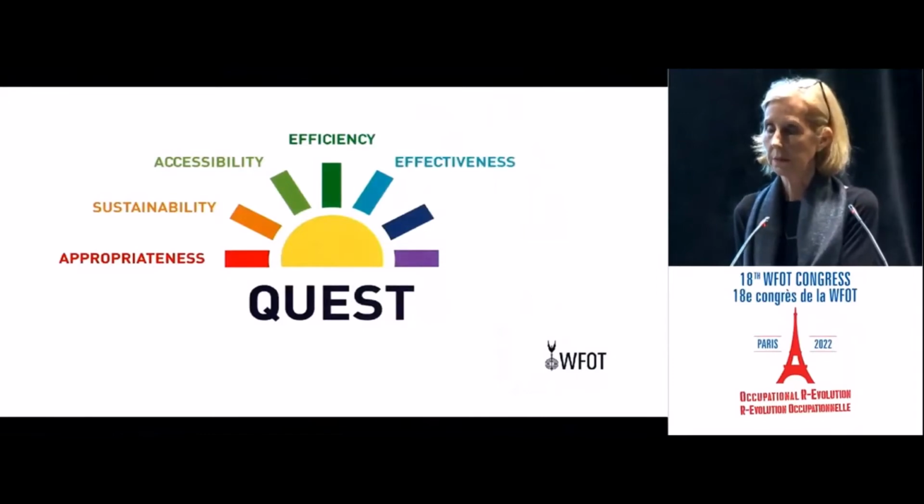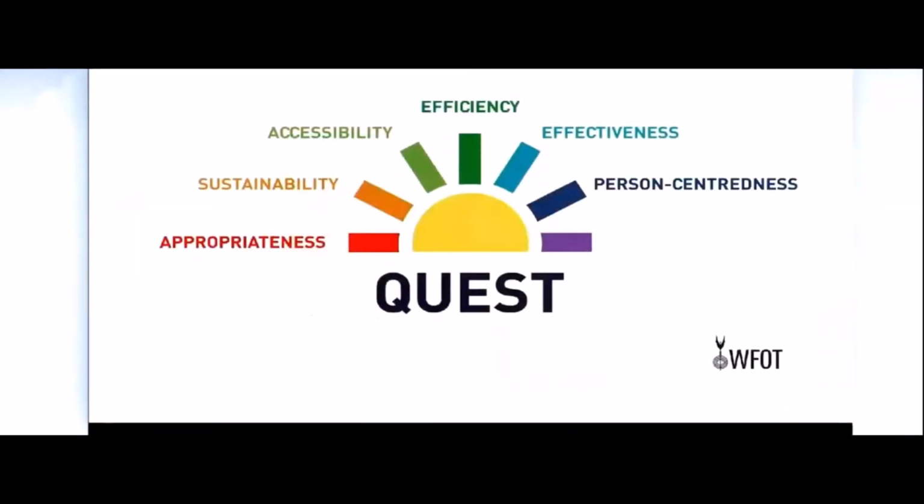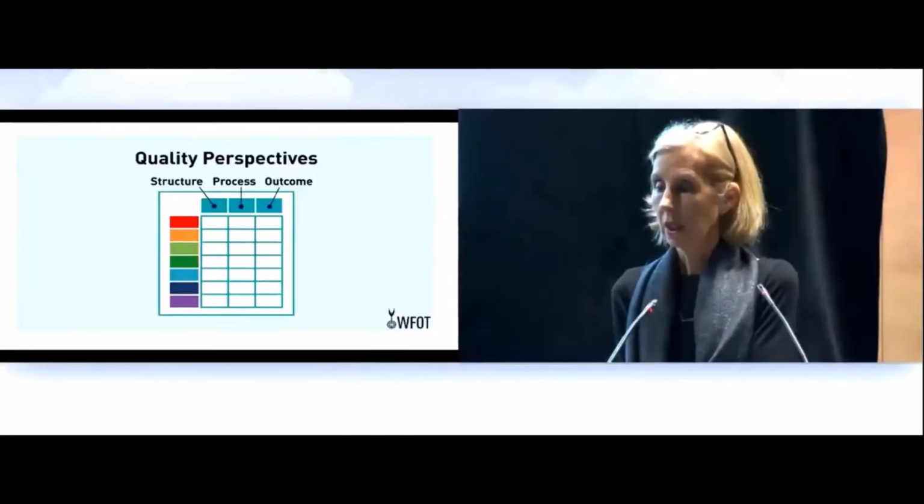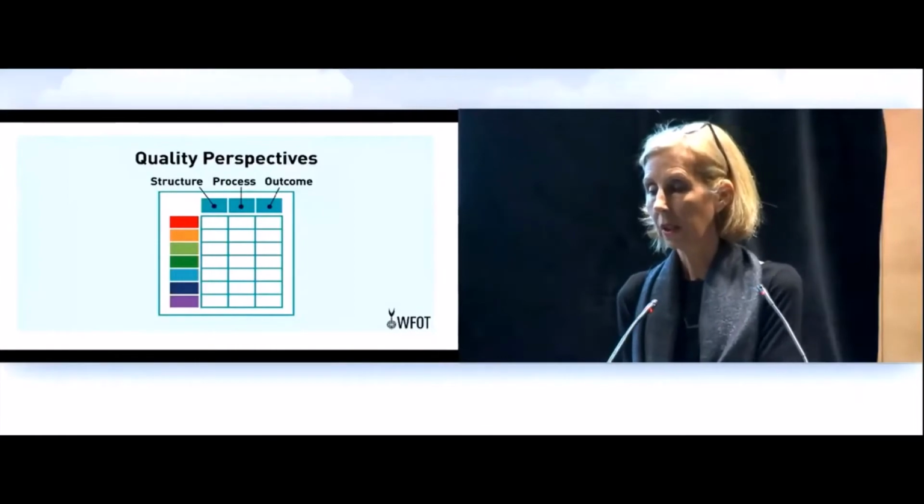Effectiveness, whether or not evidence-informed practices are being used to attain the goals that are expected from occupational therapy. Person-centeredness, so whether or not people are satisfied with the services that are provided. And lastly, safety, as to whether or not we can provide services in a way that reduces harm and avoids incidents.